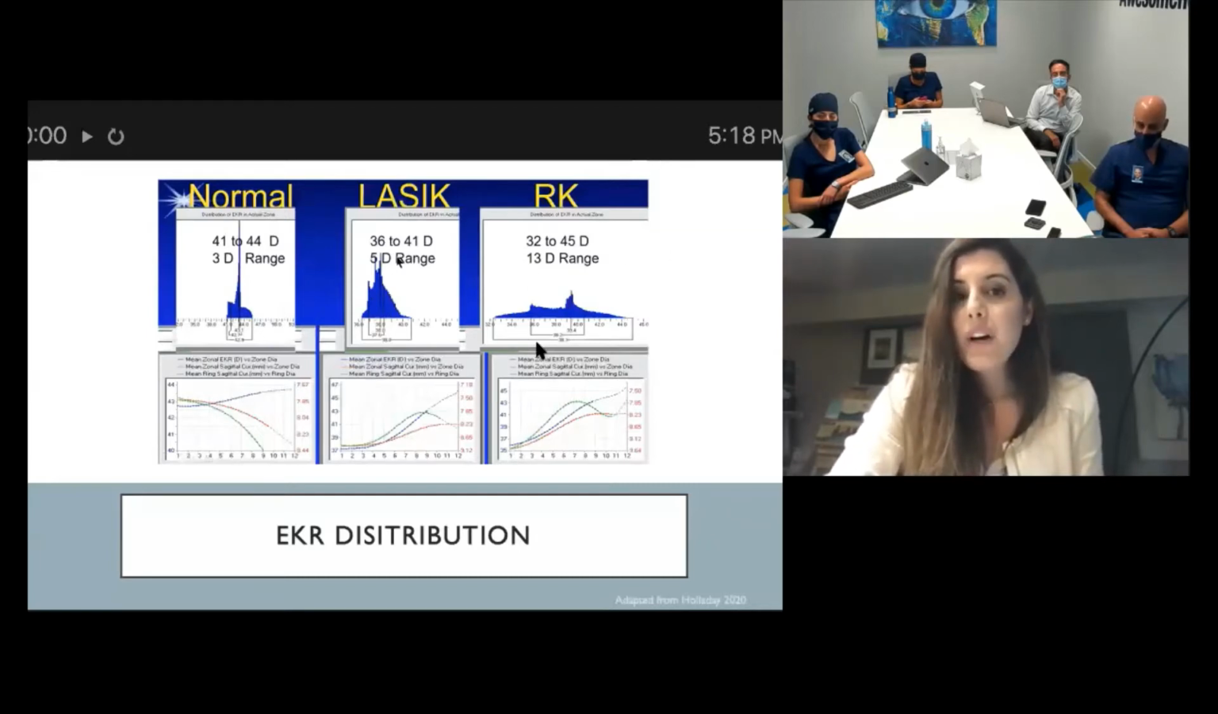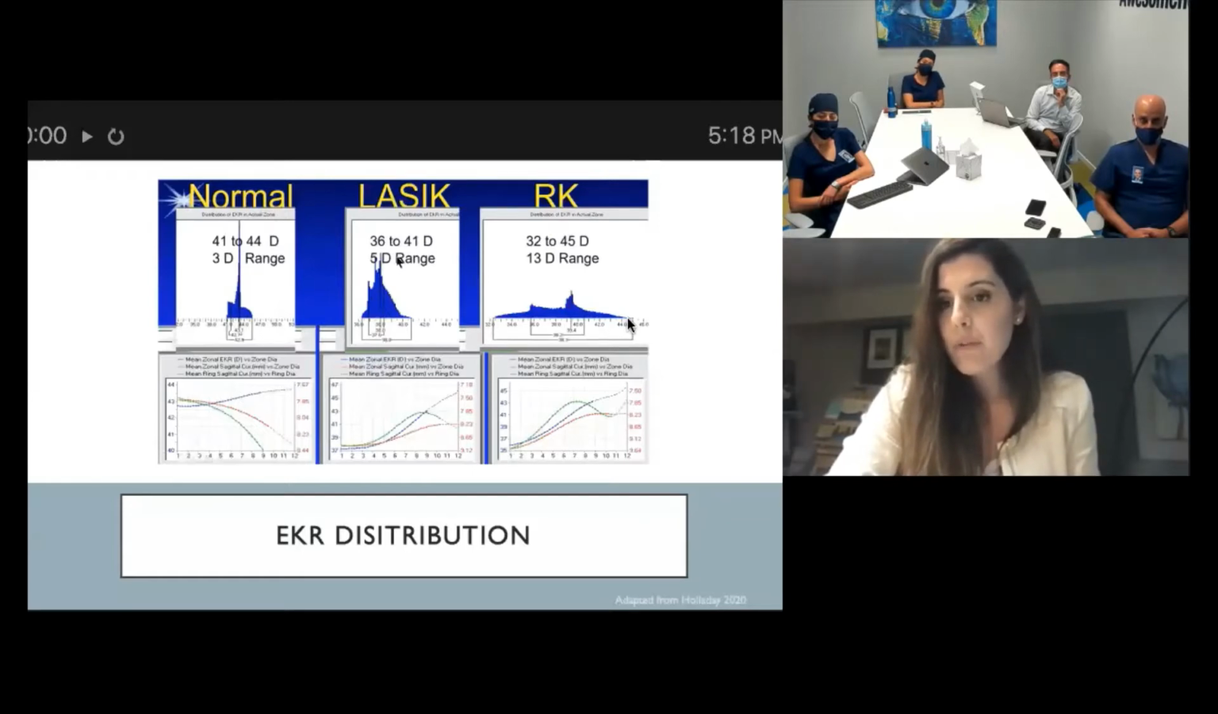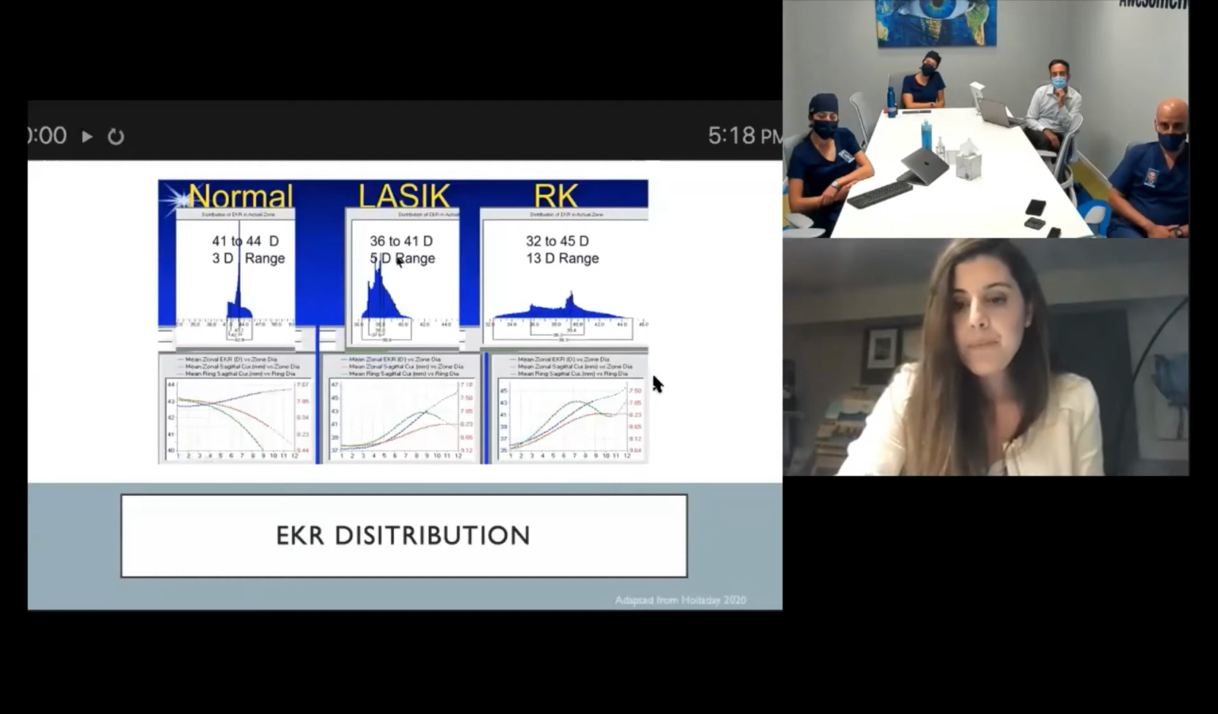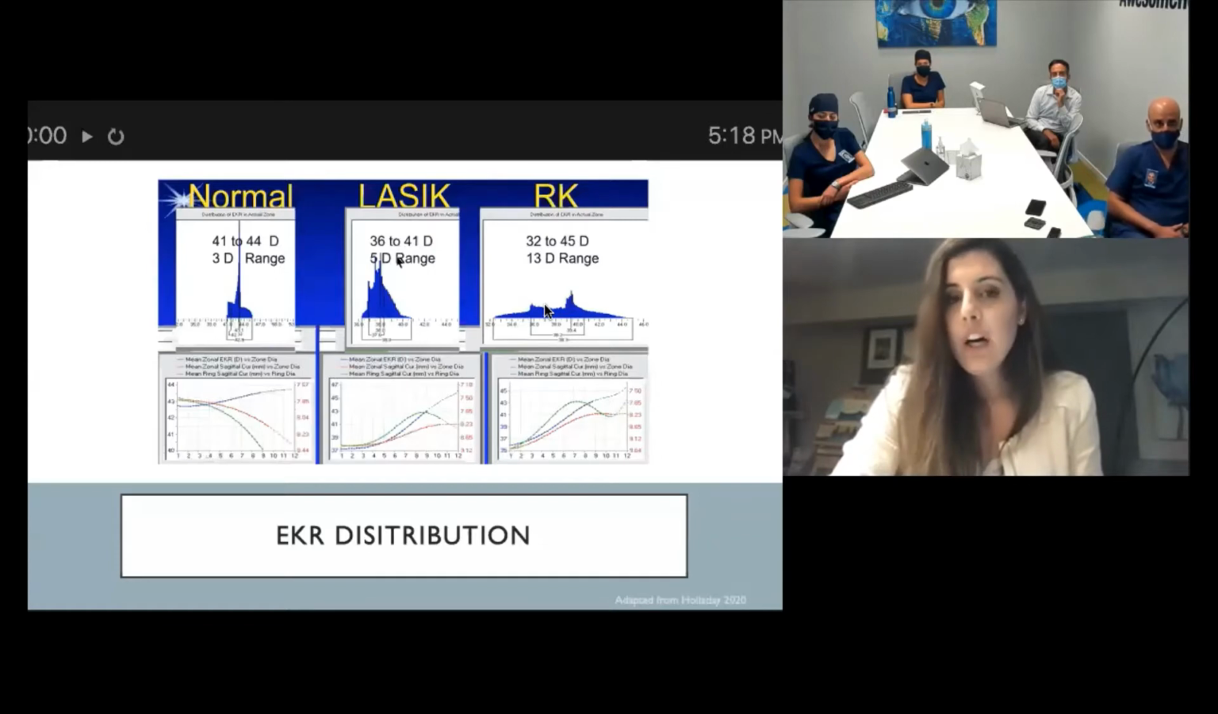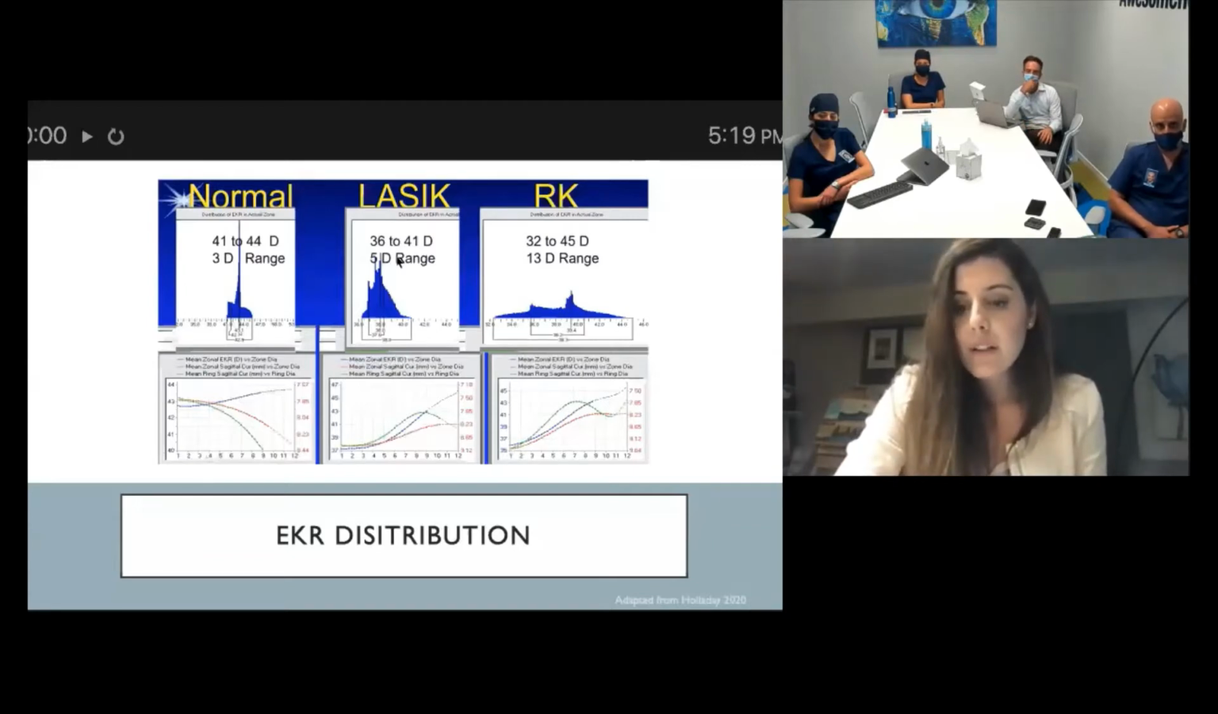When it becomes very irregular, like in an RK patient, you have a wide range of EKRs across the 4.5 millimeter zone with a wide range of spikes, and this is a no-no for a toric IOL. So this gives you a very fast view of whether you can go ahead with a toric IOL or not based on your astigmatism. It will be very interesting when we're talking about the irregular corneas in a little bit.